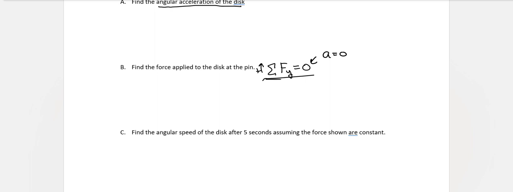Part C, find the angular speed of the disk after 5 seconds, assuming all the forces are constant. If all of the forces are constant, then it stands to reason that the angular acceleration should be constant, and that's equal to change in angular speed over change in time. That's what the angular acceleration is, so that's a number you should have. The 5 seconds is given in the problem. The change in angular speed should be no trouble at all at that point.